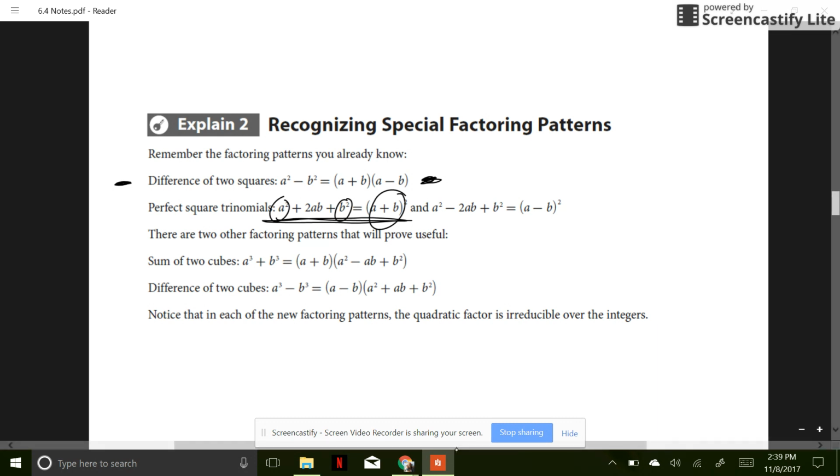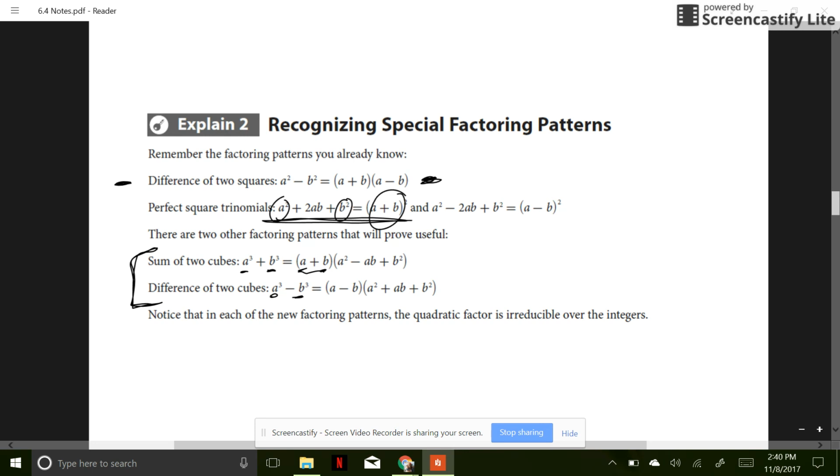Some other factoring patterns we're going to be using a lot here. So sum and difference of two cubes. So if you've got two things here that are cubes, we've got the special patterns that happen. So if we have a cubed plus b cubed, we have to find out what a and b are. Take a plus b, and then a squared minus ab plus b squared. Down here we've got a minus b, and then you'll have a squared plus ab plus b squared.